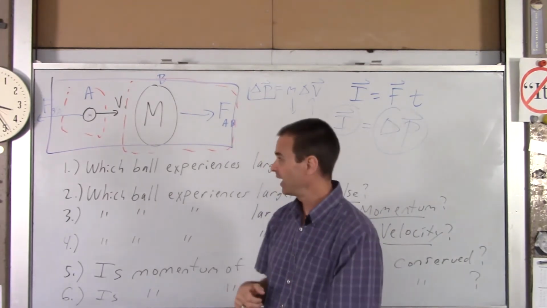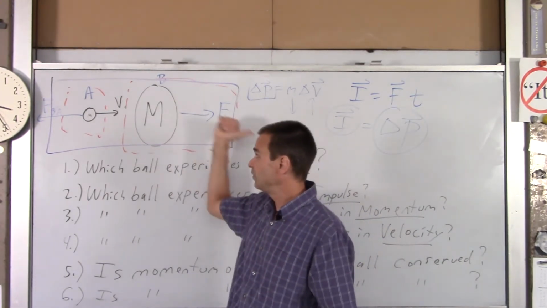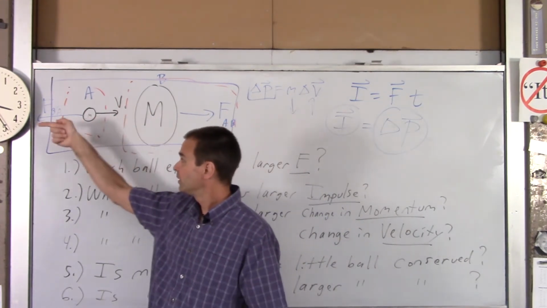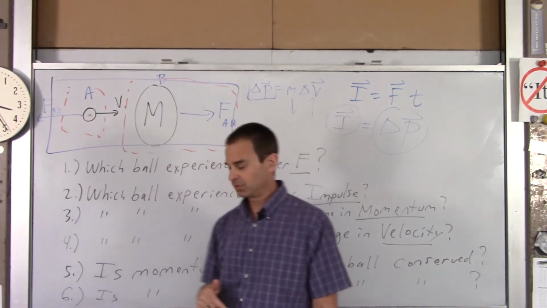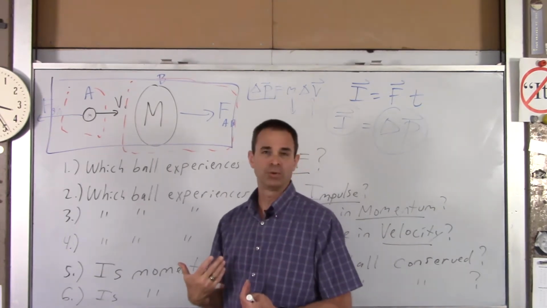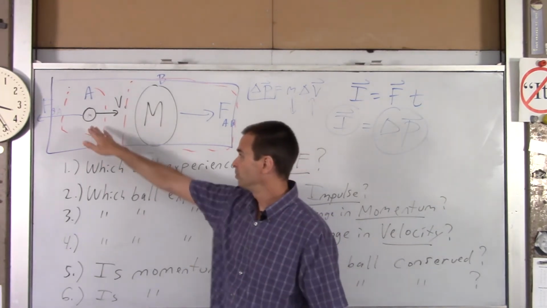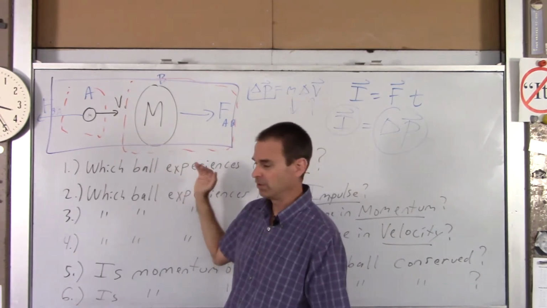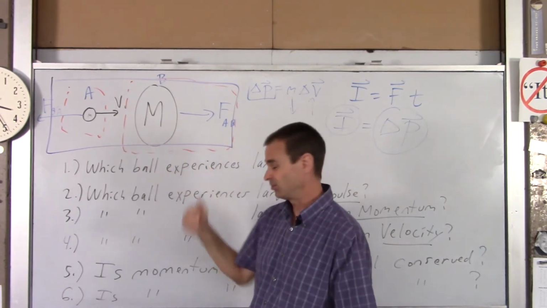Now, the way to look at that is the beach ball is going to gain some momentum to the right. The bouncy ball is going to gain momentum to the left. But the total change in momentum is 0. In other words, this ball gives up some of its momentum to this ball, but they exchange momentum. They don't lose or gain it, they exchange it.